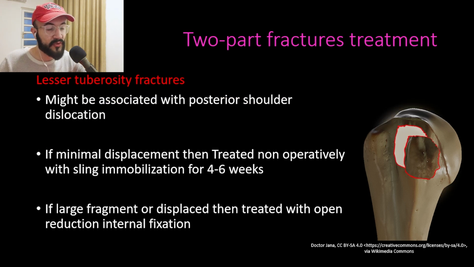Now, regarding the two-part lesser tuberosity fractures that you can see in this picture here, those might be associated with posterior shoulder dislocation, and if they are minimally displaced, then they are treated non-operatively with a sling immobilization for 4 to 6 weeks. But if the fragment is large or displaced, then it is treated with open reduction internal fixation.